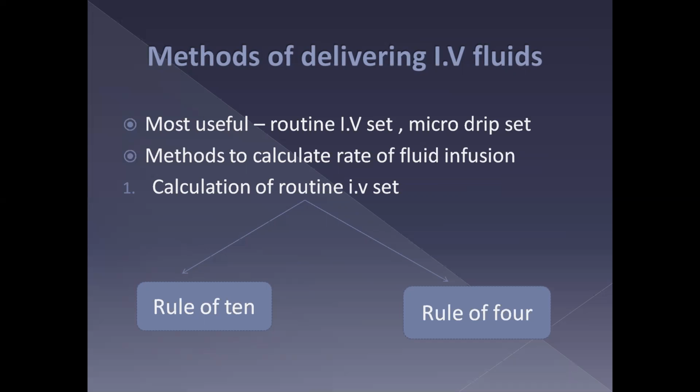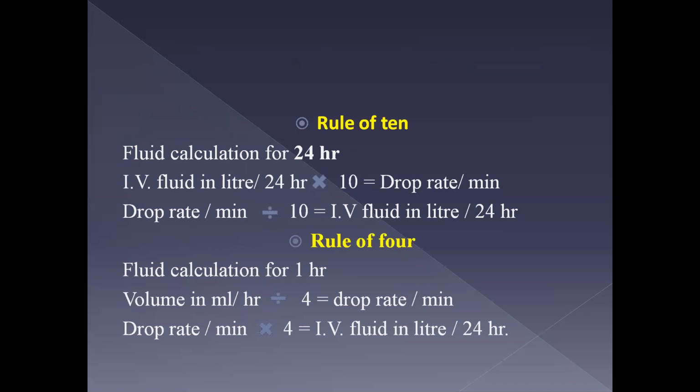The calculation for a routine IV set includes the rule of 10 and the rule of 4. In the rule of 10, the fluid calculation is for every 24 hours: IV fluid in liters per 24 hours multiplied by 10 gives the drop rate per minute, and drop rate per minute divided by 10 gives IV fluid in liters per 24 hours. This is for the rule of 10.